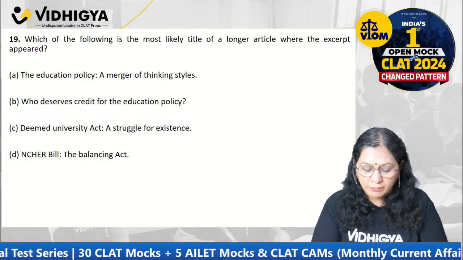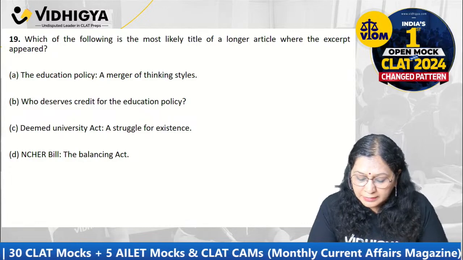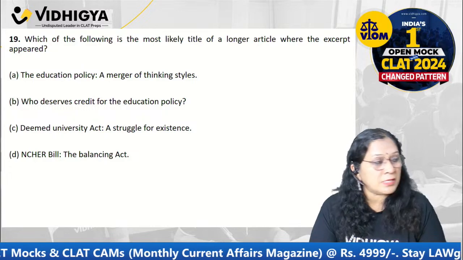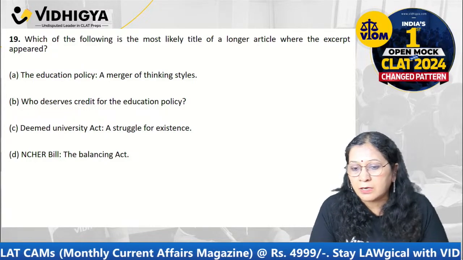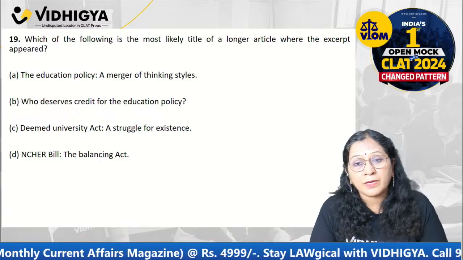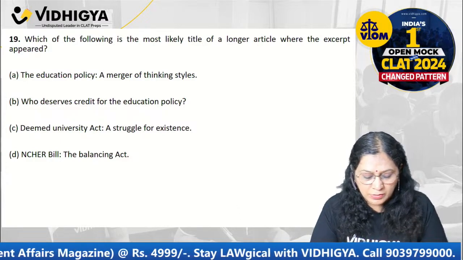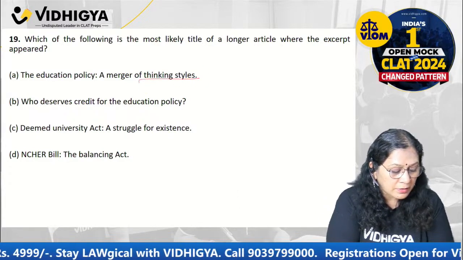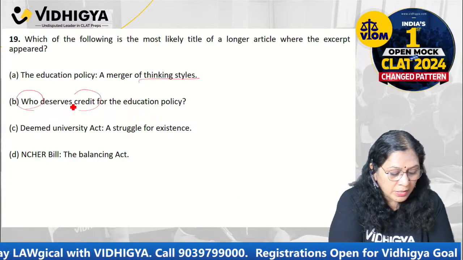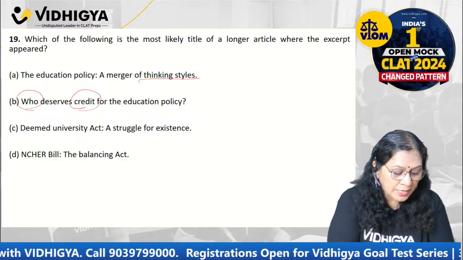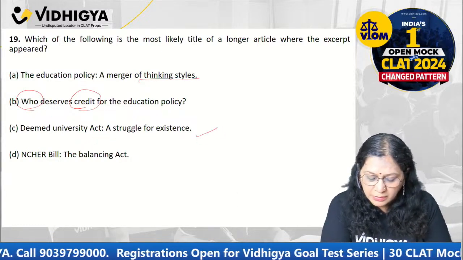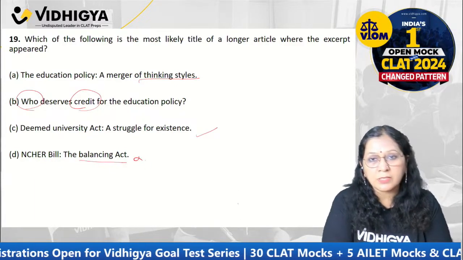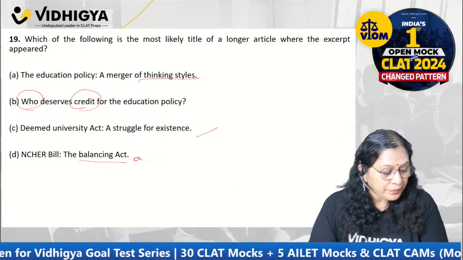Coming to the 19th question, which of the following is the most likely title of a longer article where the excerpt appeared? Okay, but this is taken from यूनिवर्सिटी पेपर यू कैन से. तो उस पेपर का टाइटल क्या होगा, उस आर्टिकल का टाइटल क्या हो सकता है. सो एजुकेशन पॉलिसी अ मर्जर ऑफ थिंकिंग स्टाइल्स. हु डिजर्व्स क्रेडिट, आर वी टॉकिंग अबाउट द क्रेडिट. और डीम्ड यूनिवर्सिटी एक्ट, अ स्ट्रगल फॉर एग्जिस्टेंस, ये हो सकता है. वेरी क्लियर, बट द बैलेंसिंग एक्ट नहीं है. राइट, इट वाज द एक्ट फॉर द डीम्ड यूनिवर्सिटी.